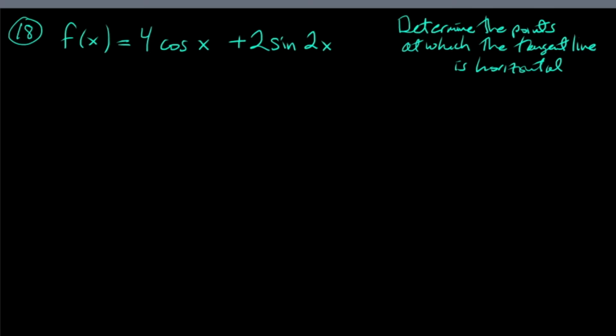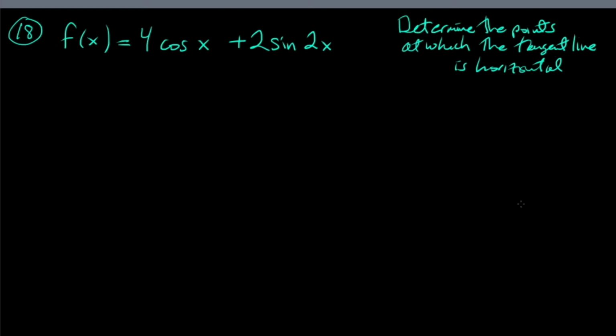All right, last one. This is number 18. And this is one where they really break it down into a whole lot of steps, maybe too many steps. But I'll go through it step by step, as if this were on a test. So the function they give us is 4 cosine x plus 2 sine 2x. And they want us to determine the points at which the tangent line is horizontal.